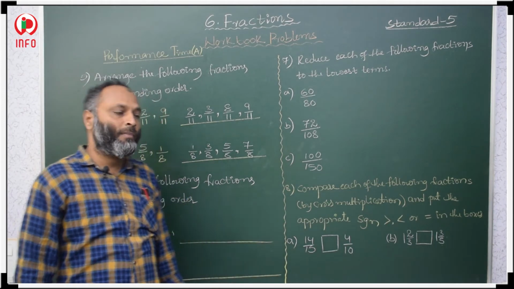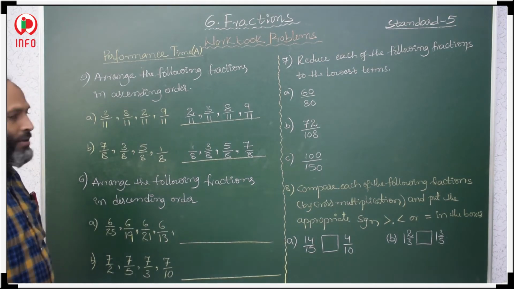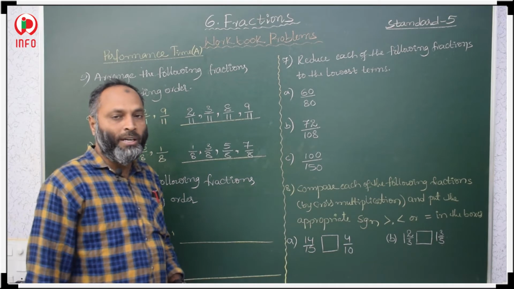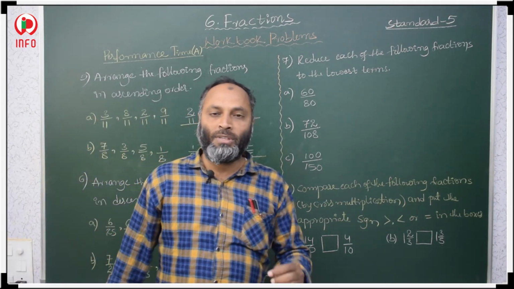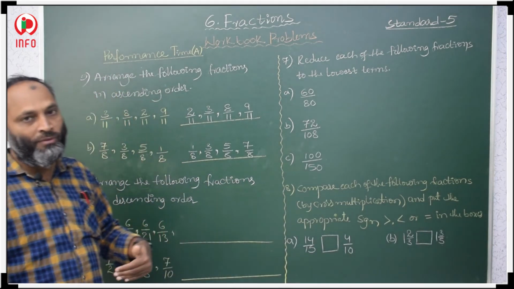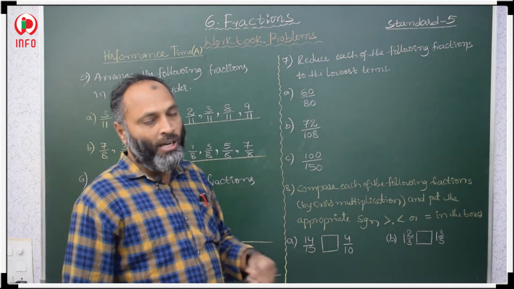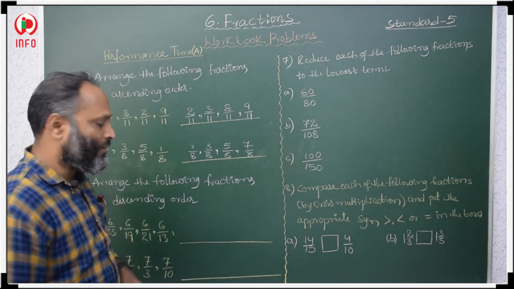Okay. Now, in the second bit, arrange the following fractions in descending order. Here we have to arrange the given fractions in descending order, means decreasing order. Decreasing means first we have to take a bigger one. So, before that we have to check which type of fractions are given. Either like fractions are given or unlike fractions are given. First we have to check.